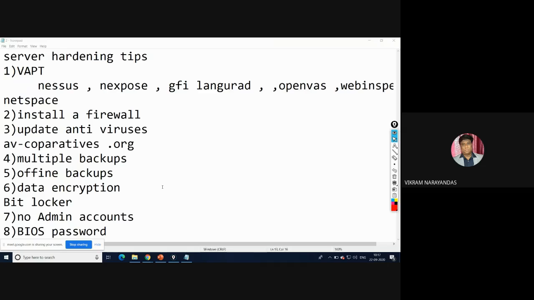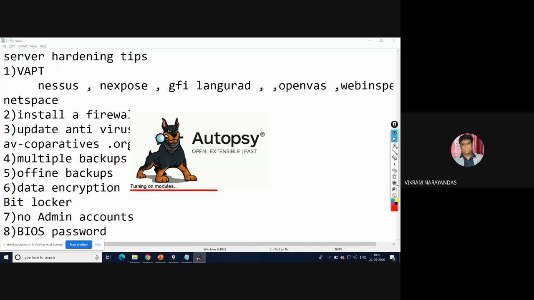You can extract any data with the help of this Autopsy. Let me open it. Its cost is $450 in general, but it is now free of cost. You can install it now on your computers.